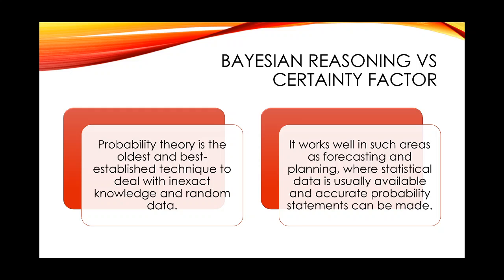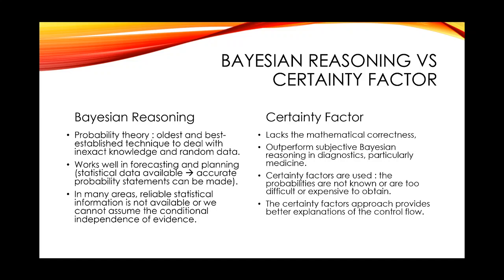Probability theory is the oldest and best established technique when we deal with inexact knowledge and also random data. It works well in areas such as forecasting and planning, where statistical data is usually available and accurate probability statements can be made. However, if these cannot be made, we can use certainty factor and also fuzzy logic. So this is the difference between Bayesian reasoning and certainty factor.